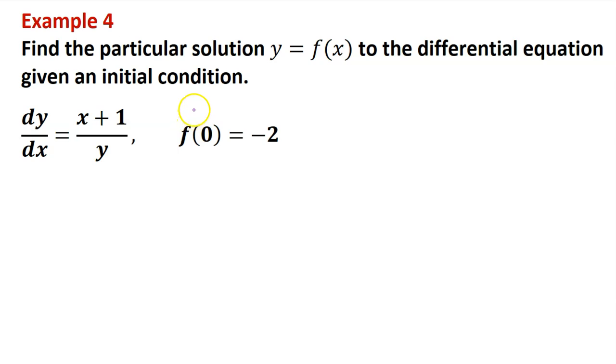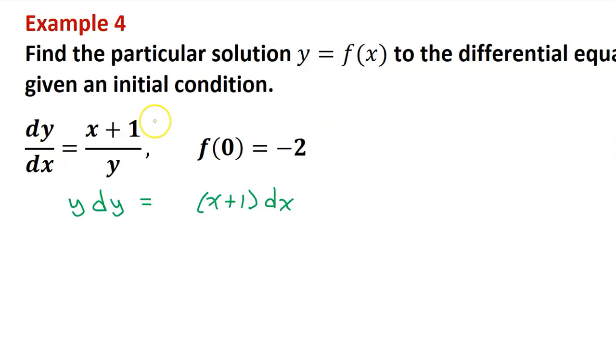In example 4, we are being asked to find the particular solution to the differential equation given an initial condition. So that means we will find the value of the constant of integration, c. We can separate the variables by multiplying both sides by y and multiplying both sides by dx.